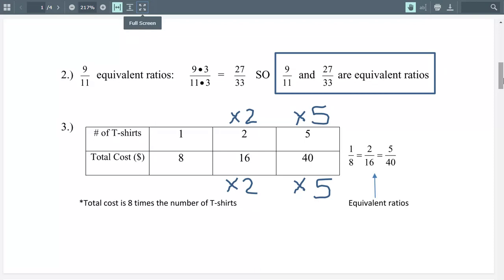So let's say we want to find the cost of 5 shirts. You take 1 times 5 on the top, and on the bottom you do 8 times 5 to get 40. Now I'm going to take the numbers in my table and put them on the side, and they all form equivalent ratios. 1 over 8 equals 2 over 16, which equals 5 over 40. They're all equivalent ratios. All of the bottom numbers are 8 times greater than the top numbers. They all equal 1 over 8, which means the bottom term is 8 times the amount of the top term.